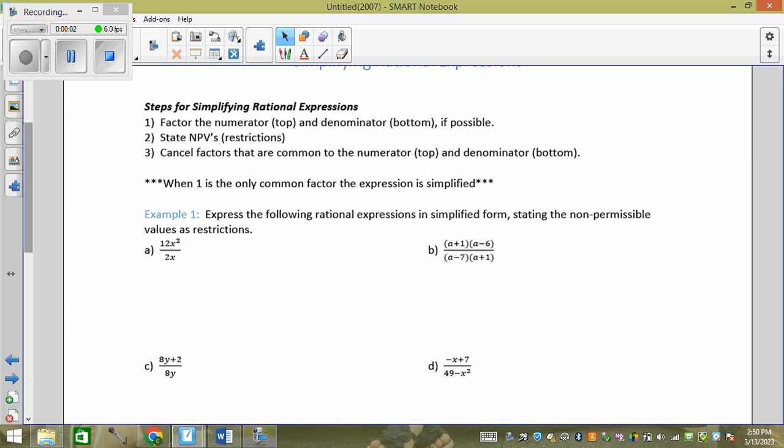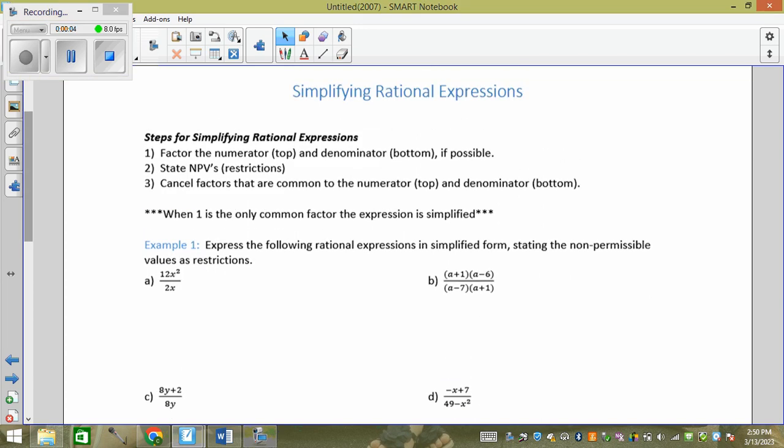So we talked about non-permissible values. Do you remember what non-permissible values are? Yeah. Something that equates the denominator to 0, and we can't have our denominator equal 0, so we have to find out what that is, right?